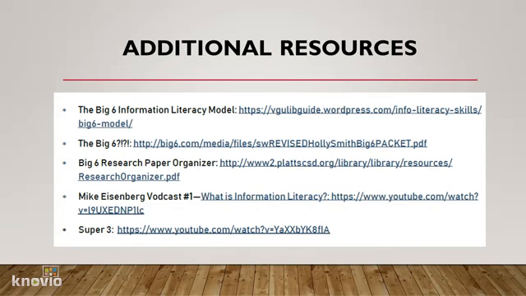If you need additional information understanding and using the Big Six research model, your handout contains 5 resources and their corresponding links. The first resource, the Big Six Information Literacy Model, contains more detailed information about each of the 6 steps. The second and third resources, the Big Six and the Big Six Organizer, contain worksheets and organizers that you can use to help with the Big Six research process.